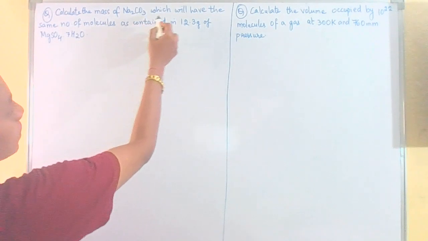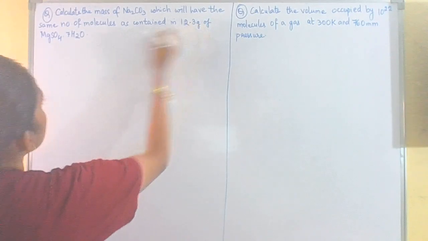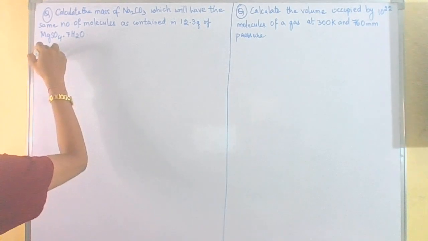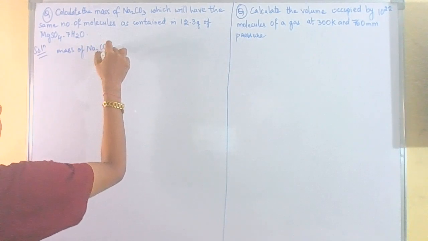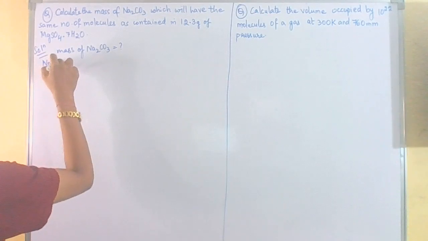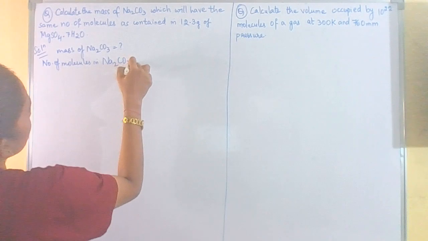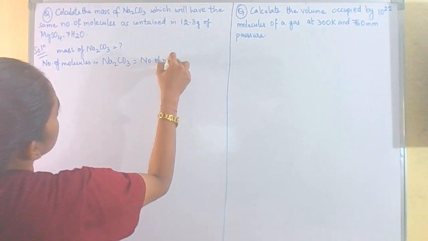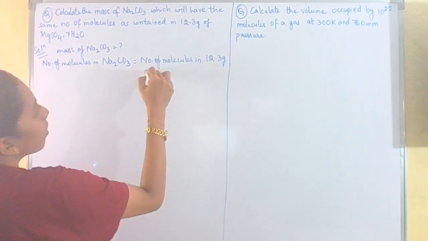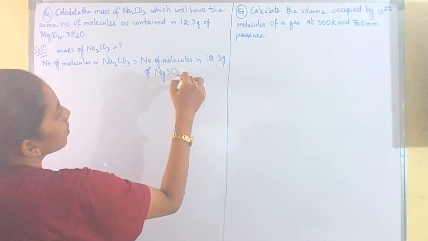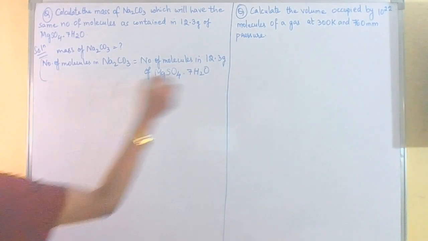Calculate the mass of Na2CO3 which will have the same number of molecules as contained in 12.3 grams of MgSO4.7H2O. So here they have asked us to calculate the mass of Na2CO3. They have given that the number of molecules in Na2CO3 is equal to the number of molecules in 12.3 grams of MgSO4.7H2O. Okay, this is given.